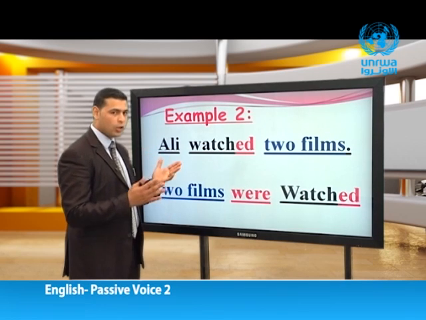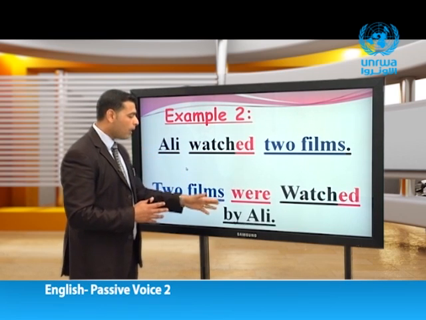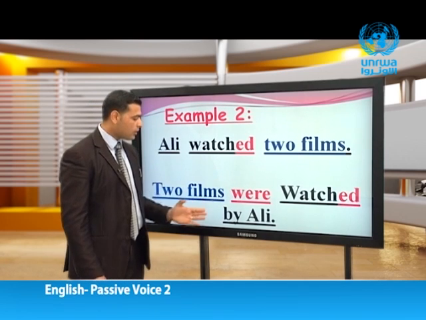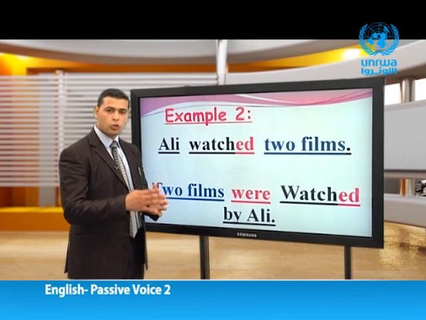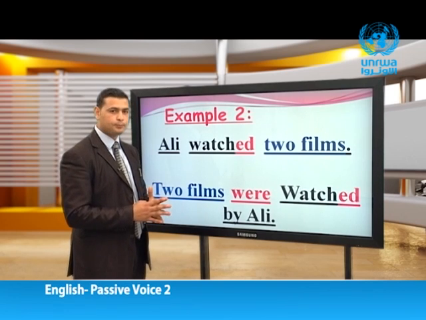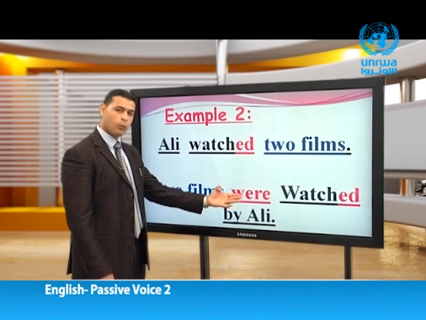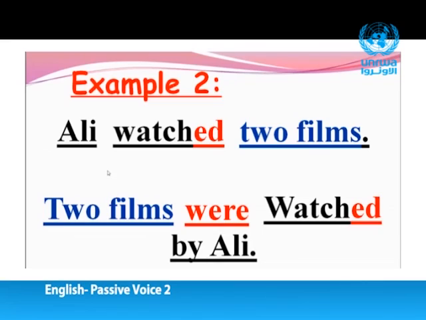Here, Ali watched two films. So, by Ali. Let's read the sentence. Two films were watched by Ali. Two films in the plural. So we use the helping verb were in the past, watched in the past participle, and by Ali.